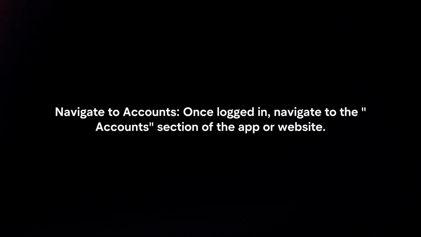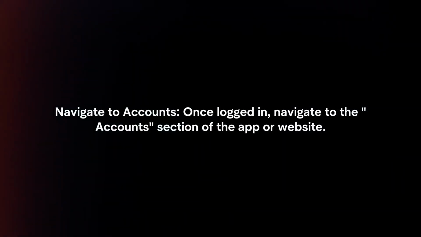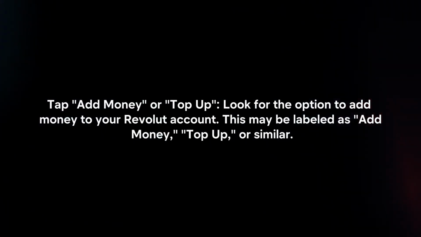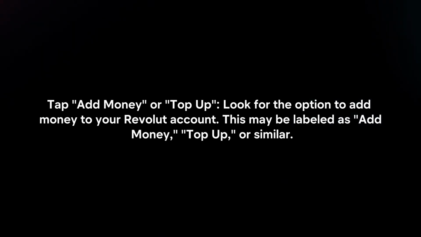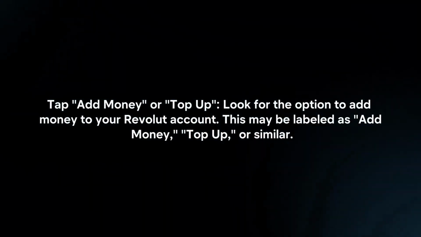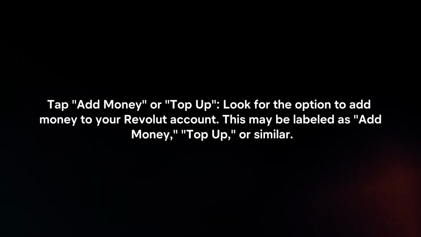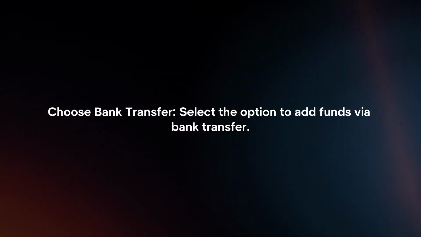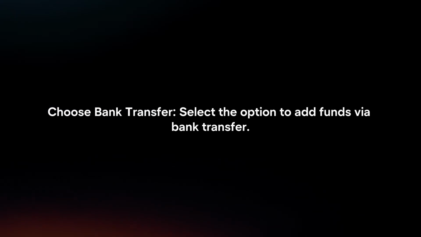Navigate to Accounts. Once logged in, navigate to the Accounts section of the app or website. Tap Add Money or Top Up. Look for the option to add money to your Revolut account. This may be labeled as Add Money, Top Up or similar. Choose Bank Transfer. Select the option to add funds via bank transfer.